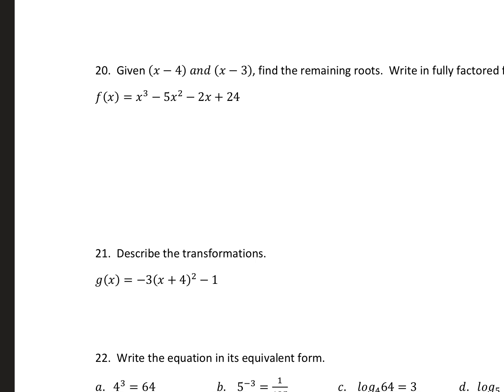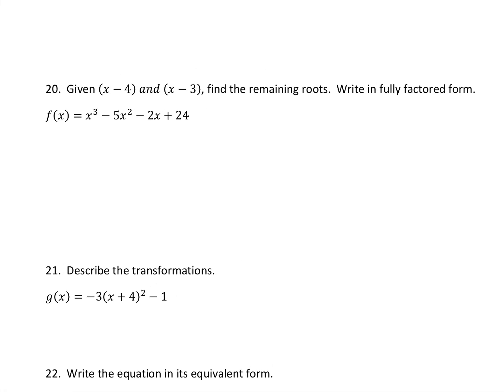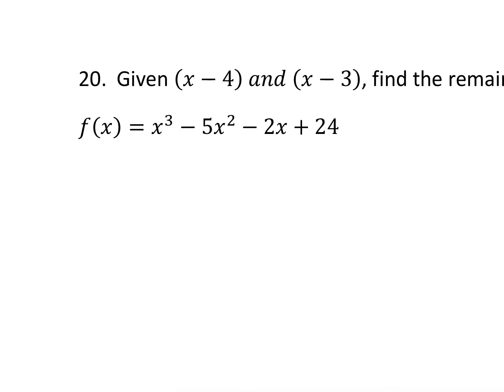All right, 20 is kind of similar. We're given that x minus 4 and x minus 3. I guess it says that they are factors. And we have to find the remaining roots, right, in fully factored form. So how can I show that these two are factors?